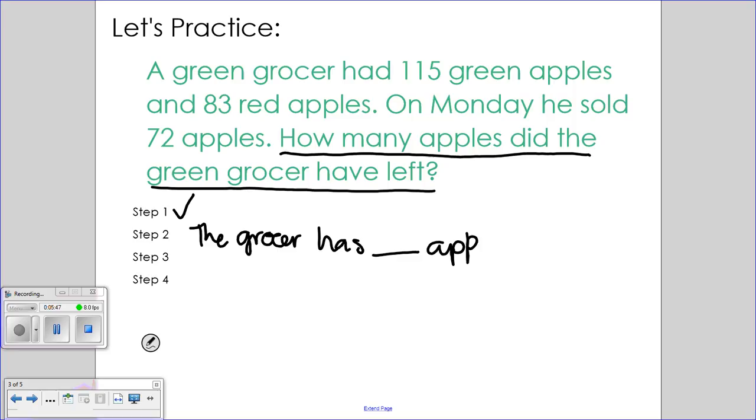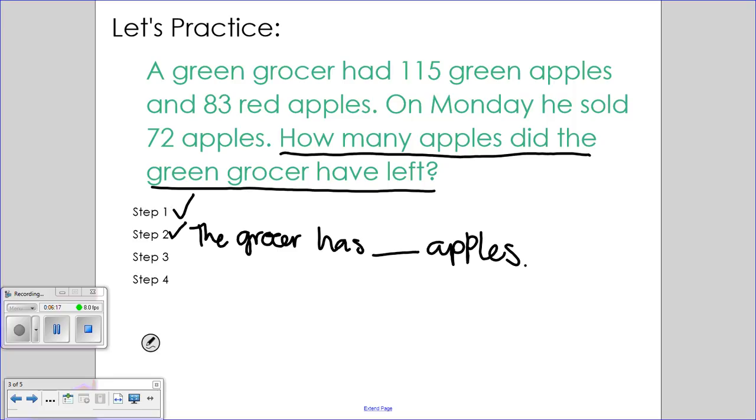Does he want to know a specific kind of apples? He just wants to know how many apples he has. Does it say he wants to know how many green apples? No. He just wants to know how many apples he has left. Does he care how many green or red? No, just apples. Step 2, we know our unit.